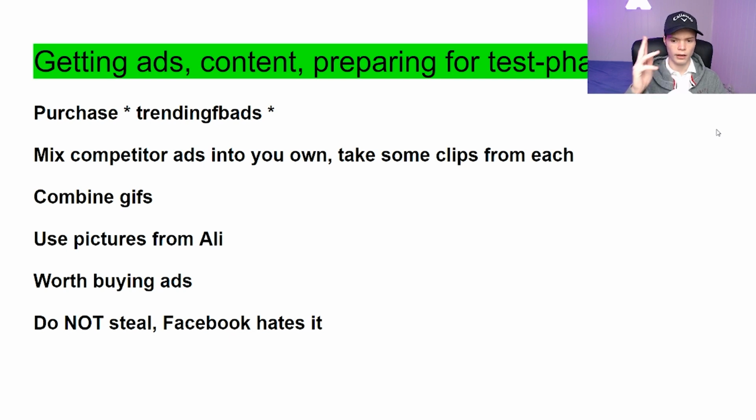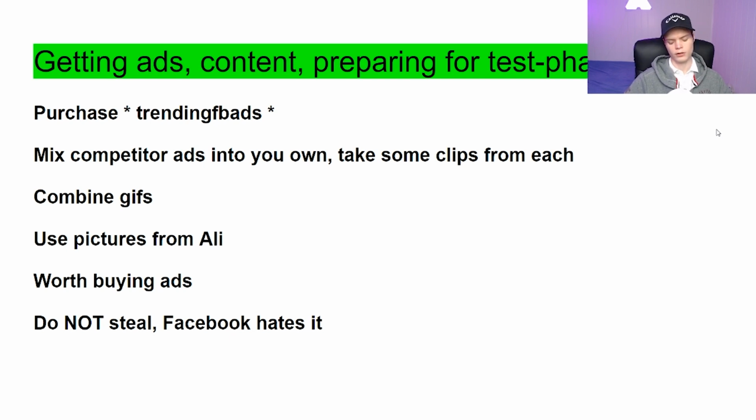Getting ads, content, preparing for the test phase. One thing you can do in the testing phase, don't do this for your own ad later on, but in the testing phase, you can mix competitors' ads into your own, take some clips from there, and take clips from there, and from them, and then you have your own ad, and you could work with that to test, and then gather your own content later on. You could also combine GIFs into a video ad if you get the right order, because a GIF is sort of like a video, so if you combine a lot of GIFs, you could use that for an ad, and you could also use a single GIF for an ad.